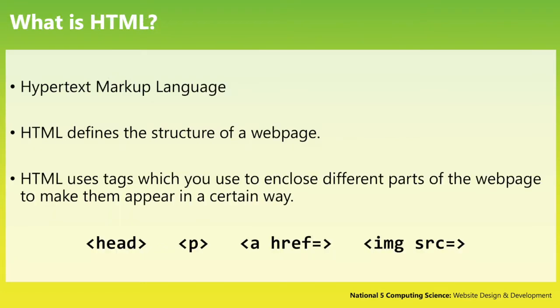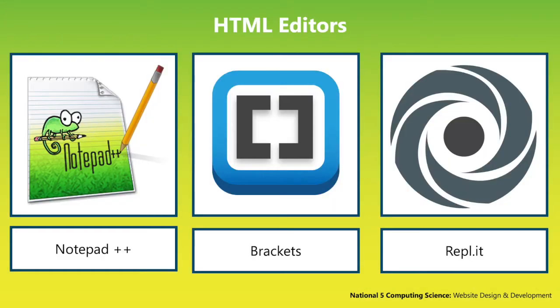Firstly, what is HTML? HTML stands for Hypertext Markup Language and is used to define the structure of a web page. HTML uses tags and they describe how the content of a web page will look. You'll see at the bottom here we have a number of different HTML tags, and these do different things to our document. In order to write HTML, you will need to use an HTML editor.